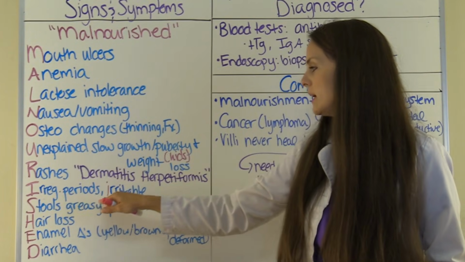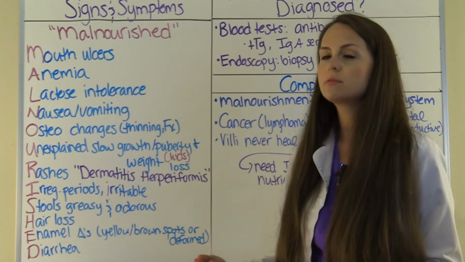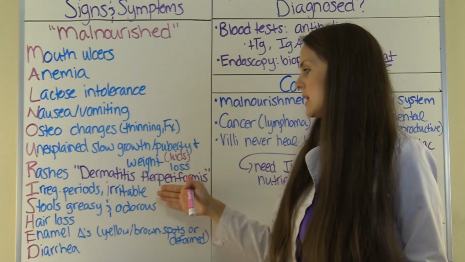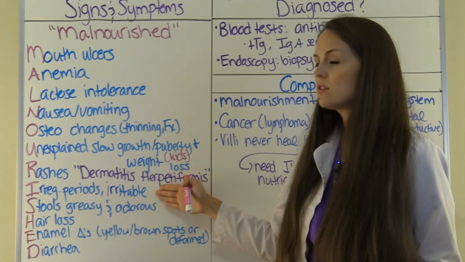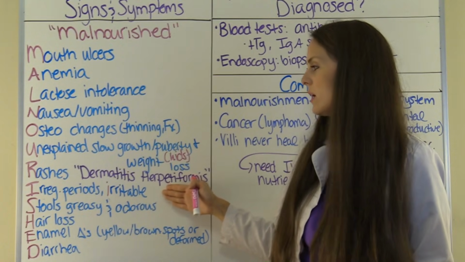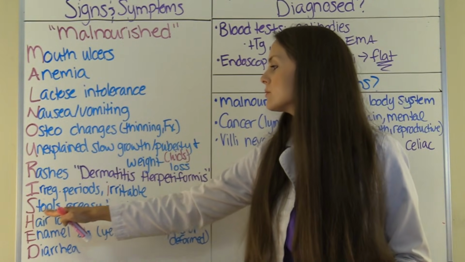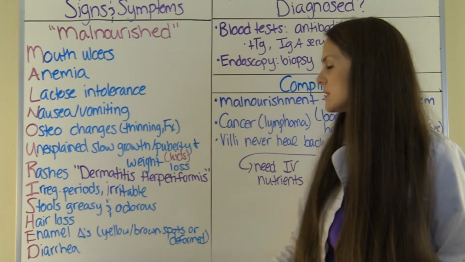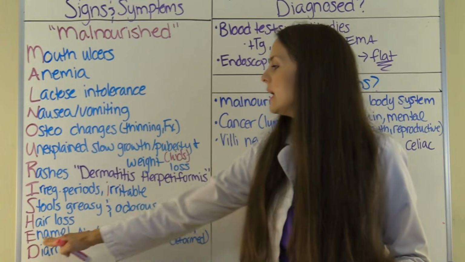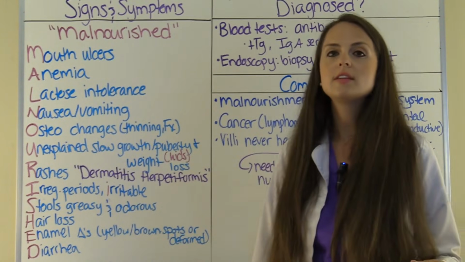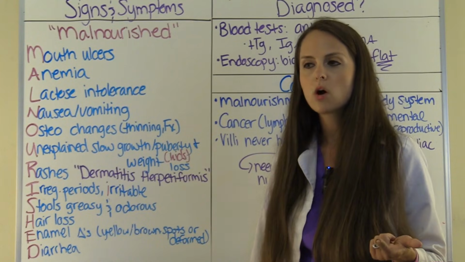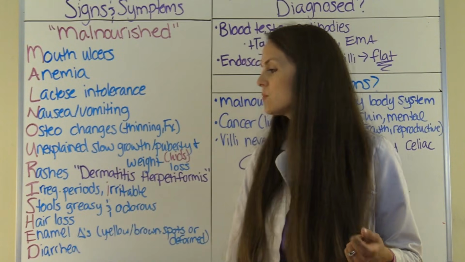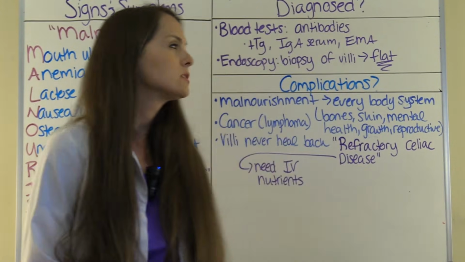I for irregular periods, and another I for irritability. Again, they just don't have the nutrients for regular menstruation, and being low in a lot of those vitamins can cause depression and mental health problems. S for stools will be greasy, with an oily appearance to them, and very odorous. H for hair loss. E for enamel changes on the teeth. You may see yellow or brown spots or deformed parts of the enamel. And then D, the last one, diarrhea. Patients can have that as well.